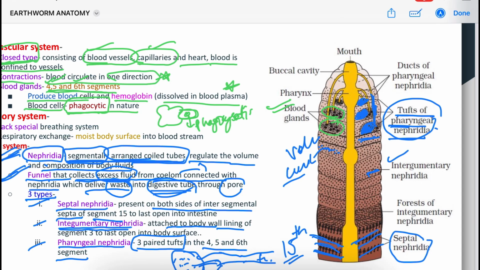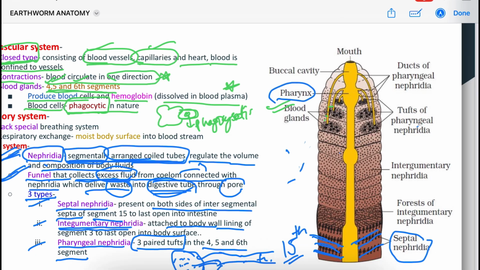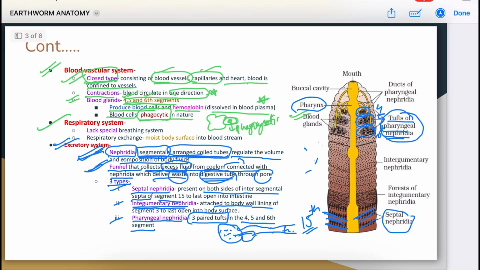Tuft of pharyngeal nephridia. Close to the pharynx है tufts of pharyngeal nephridia, and these are the tuft like form of nephridia. Tufts of pharyngeal nephridia, these are 3 and present on 4th, 5th and 6th segment. Okay.